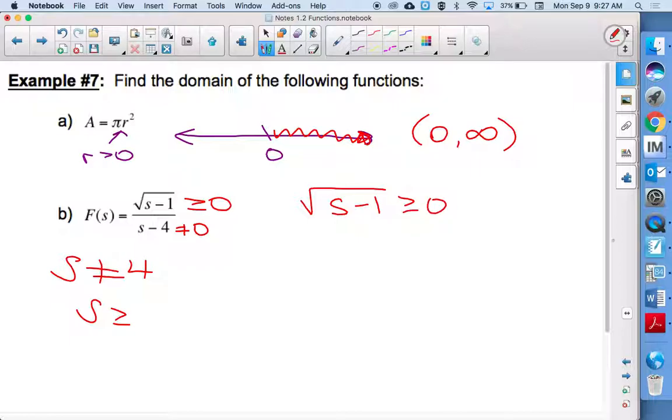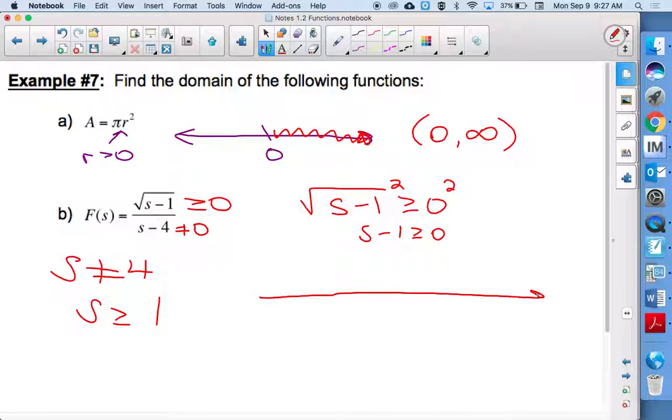How would you solve that equation? We just square. Okay, square both sides. So now s minus 1 greater than or equal to 0. s is greater than or equal to 1. So that's using both restrictions or exclusions that we were given. So the denominator cannot equal 0. The radical can't be negative, meaning it has to be greater than or equal to 0.